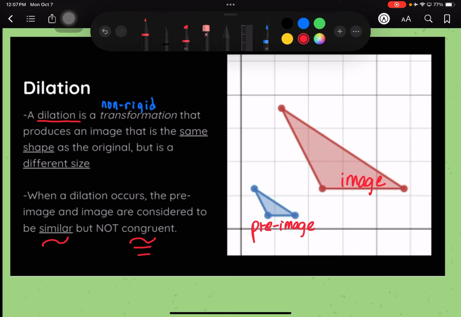Did it get bigger or did it get smaller? It got bigger. How do you know it got bigger and not smaller? Because the blue one is... Yes, the pre-image is first. So you look at the pre-image and say to yourself, what happens from the pre-image to the image? Did it get bigger or did it get smaller? And if it got bigger, what type do you have? A reduction or an enlargement? Enlargement, because it got bigger.